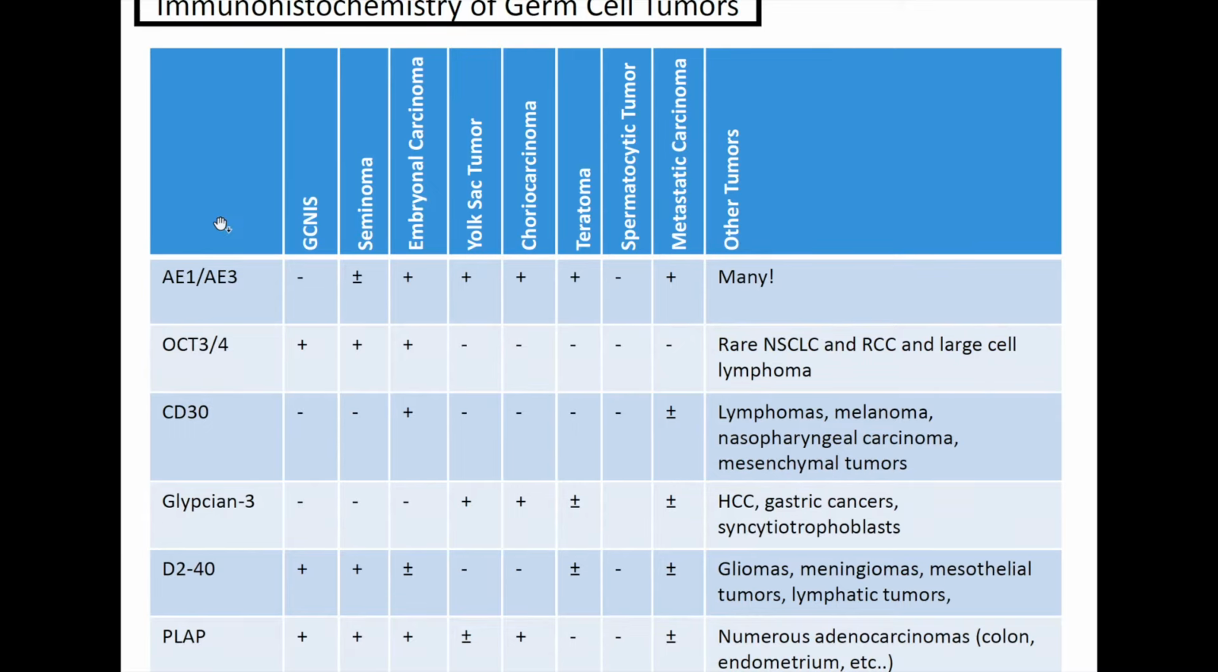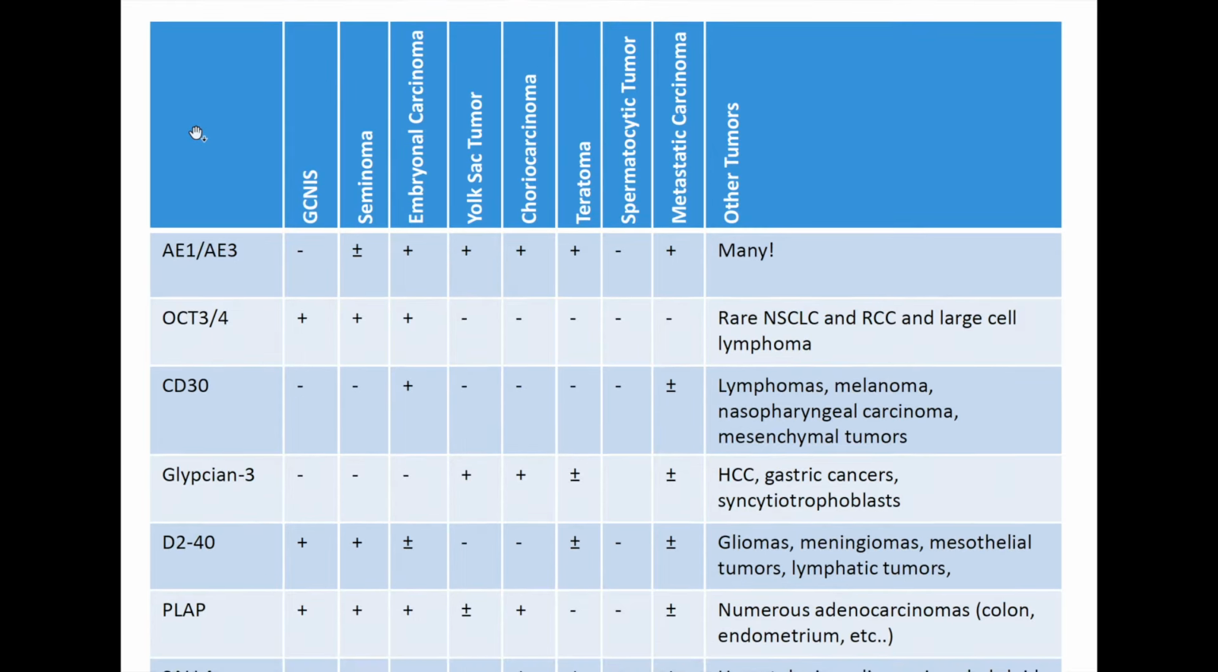So this chart I'm going to allow you to just review on your own. Many of the IHCs I already mentioned when we went through each of the entities, but this is a good chart to review because it goes through all of the entities that we've already discussed, as well as other tumors in other systems and elsewhere in the body that can also stain for these IHCs.